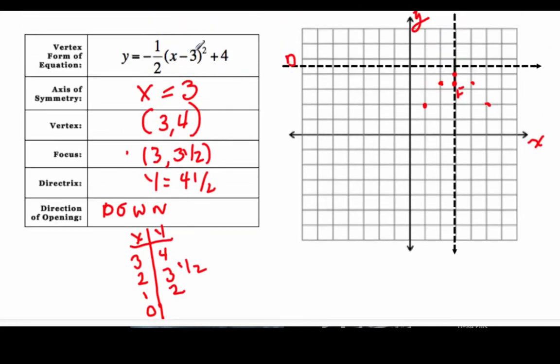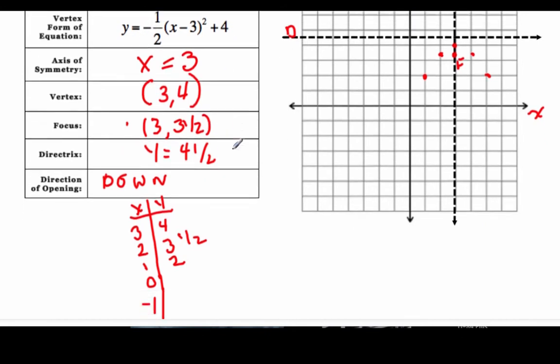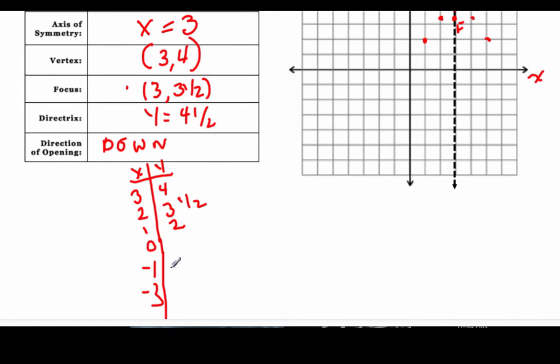Alright, so now if I substitute negative 1 into here, negative 1 minus 3, that's going to be a negative 4. Negative 4 squared is 16. Half of 16 is 8. So now I've got negative 8 plus 4. So now we're going to have down here negative 4. And we're not going to worry about this 0. Okay, so let's go over here. Let's plot that point. So at negative 1, I'm down here at 1, 2, 3, 4.